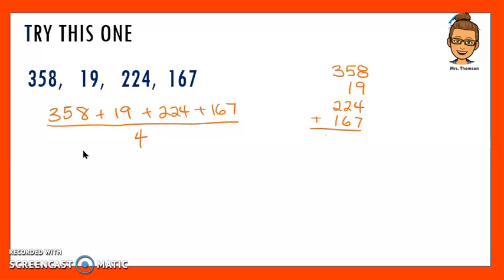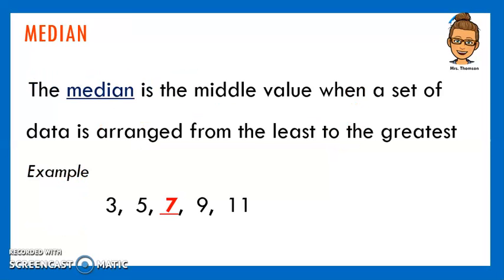So the answer when we add them is 768. So we're going to go 768 divided by 4, and 768 divided by 4 is equal to 192. Okay, so hopefully you have a clearer understanding of the mean. Let us move on to something else.